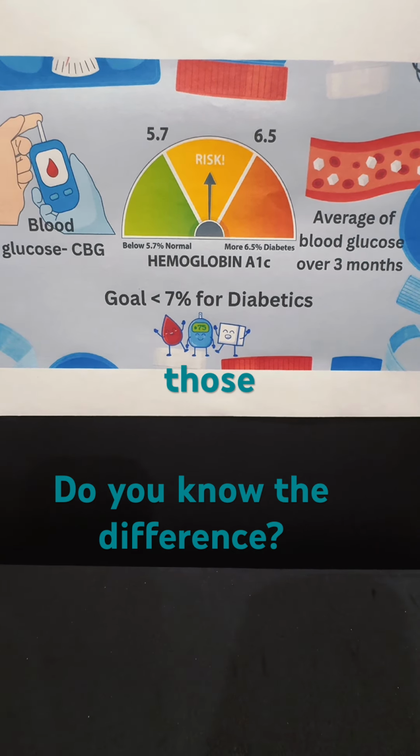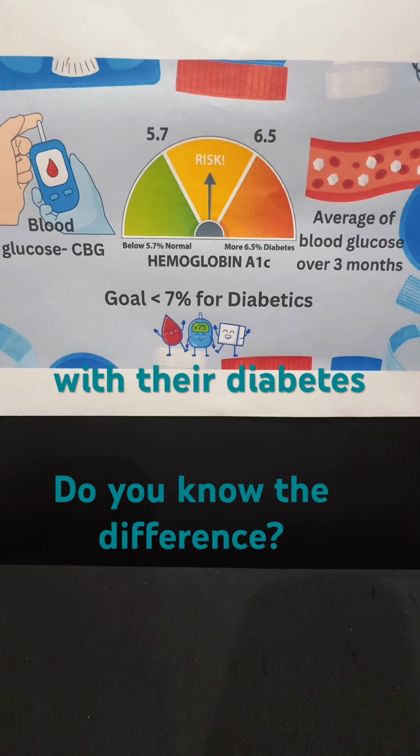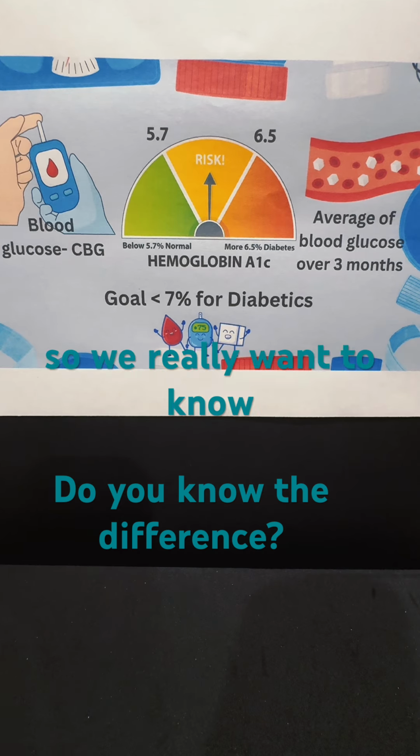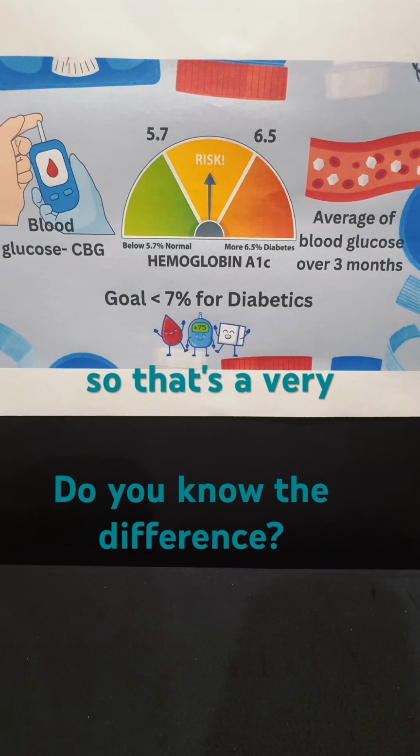Because we know if those levels are higher than 7%, diabetic patients can have a lot more complications occur with their diabetes. They have decreased wound healing. They can have problems with vision, foot care, infections. So we really want to know what your number is. So that's a very important number with your hemoglobin A1c.